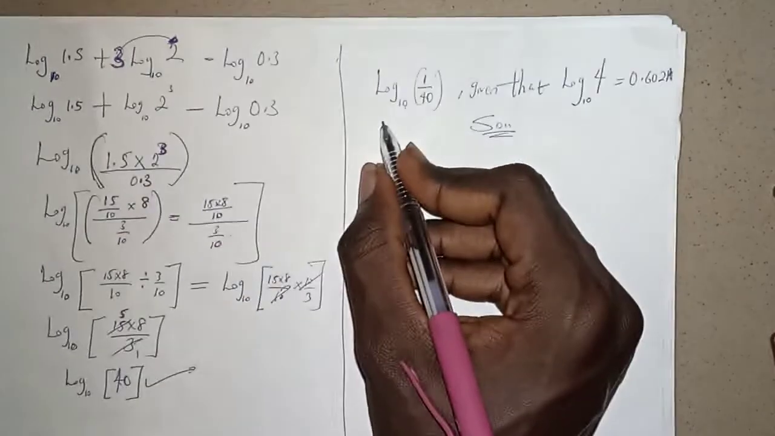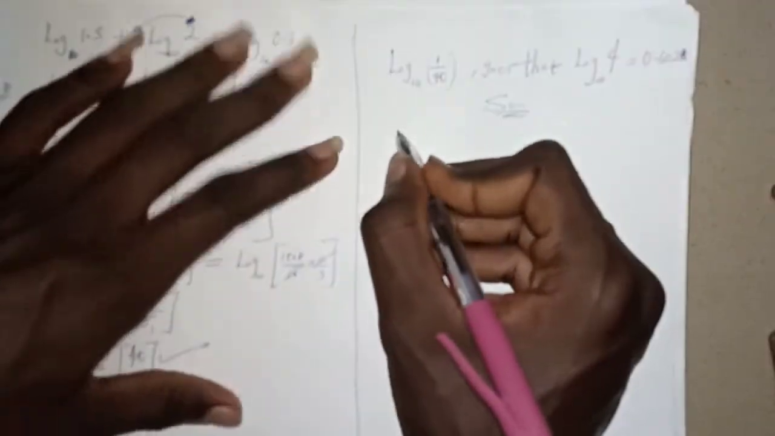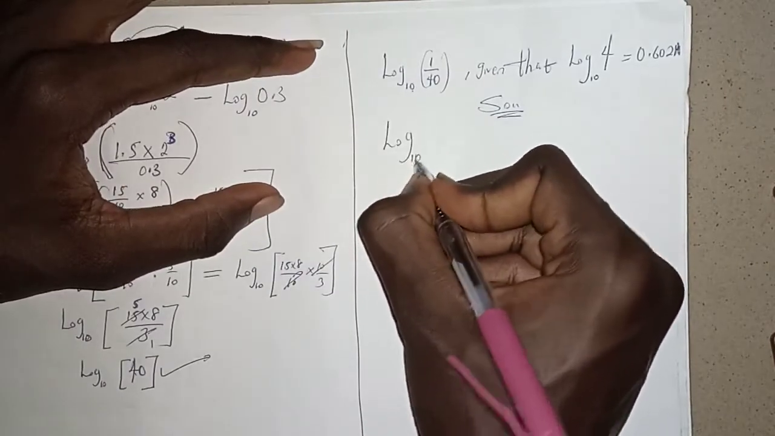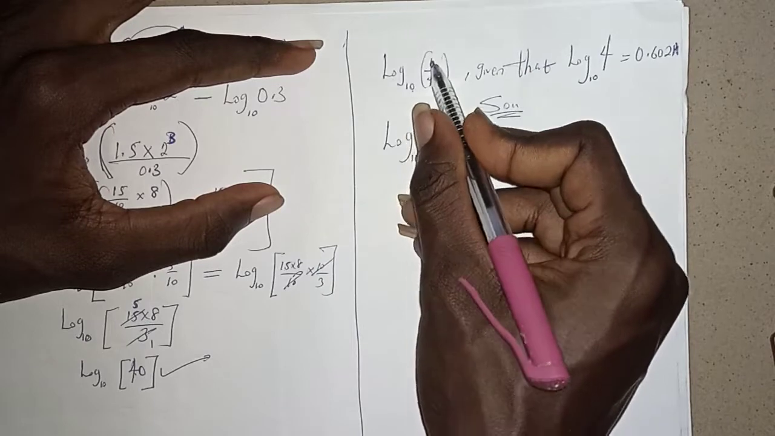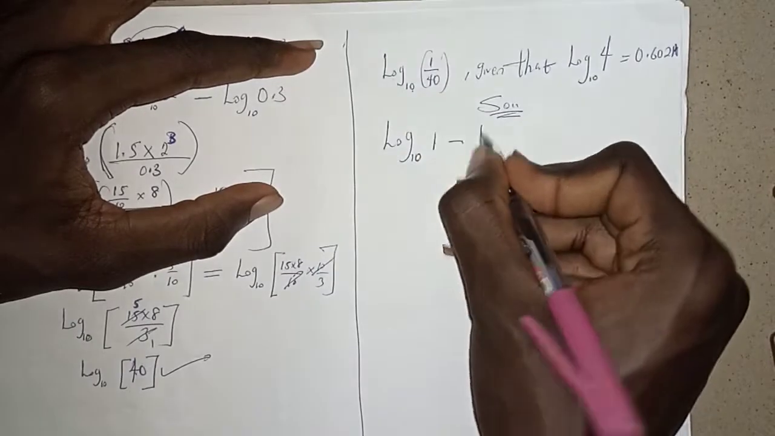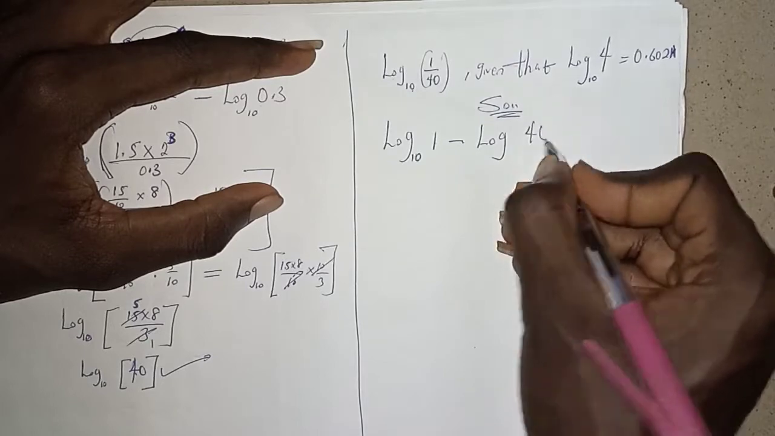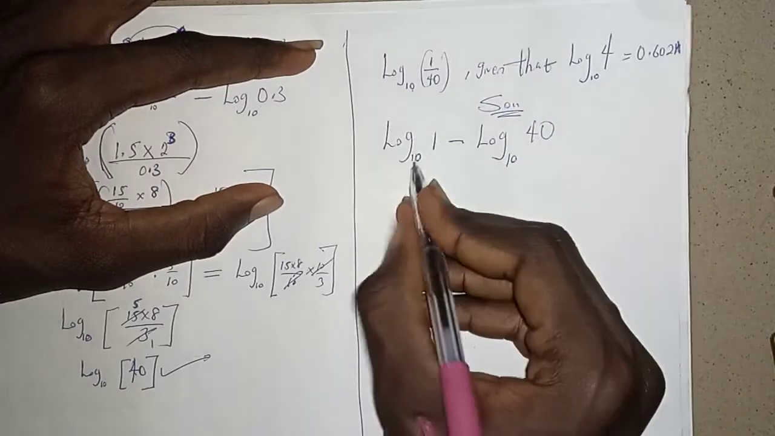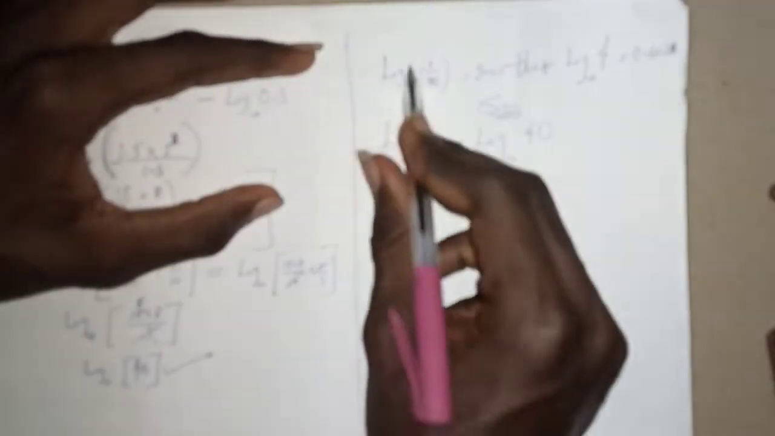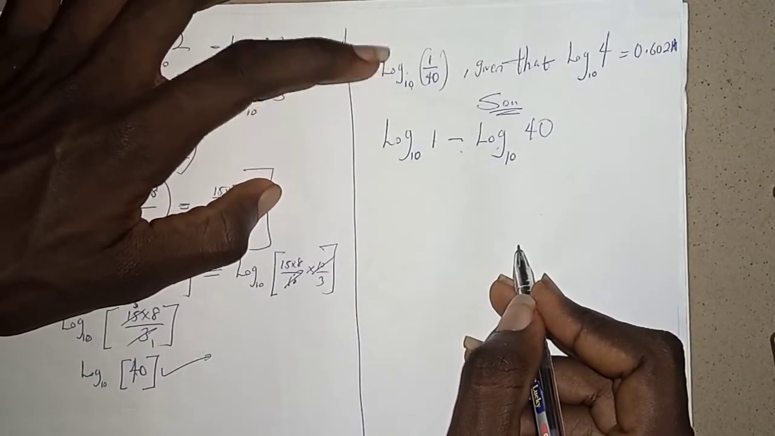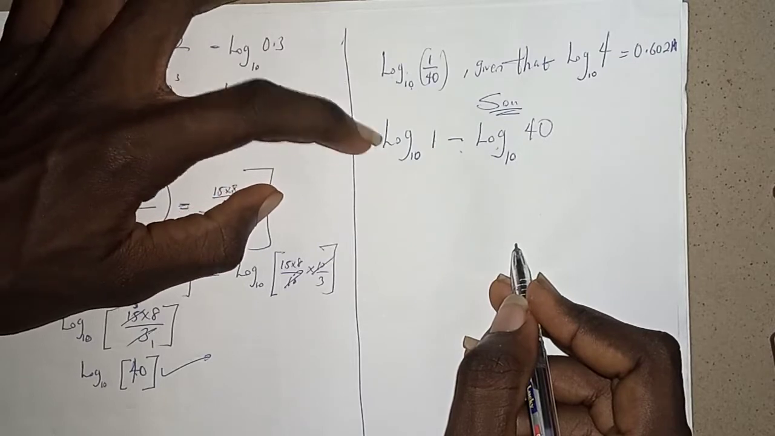So from this case, this is dividing, so I can decide to use the idea I have for the subtraction law of logarithm. Take logarithm of 1 to base 10 minus log 40 to base 10. So that's how it works. This and this are still saying the same thing. So just try to evaluate this. This is what we are looking for. This is equal to whatever I've written here.